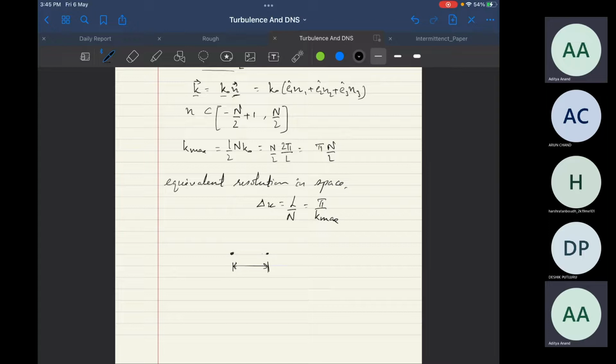The smallest wave that you are resolving has a wavelength of 2 delta x, which is 2 pi by k max. So twice this width would be the wavelength of the smallest wave.